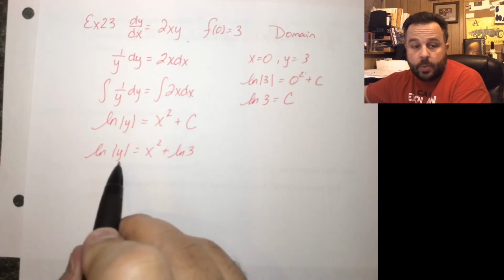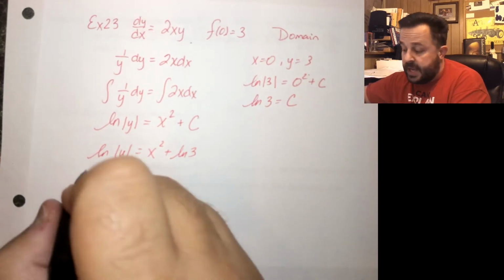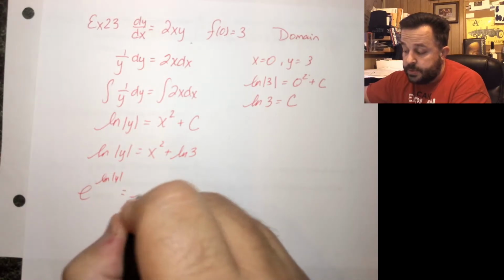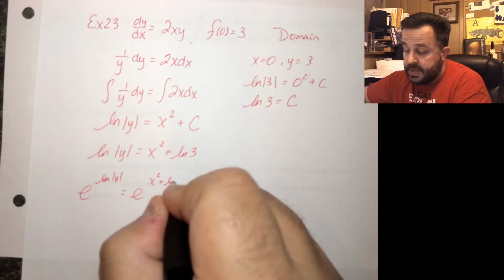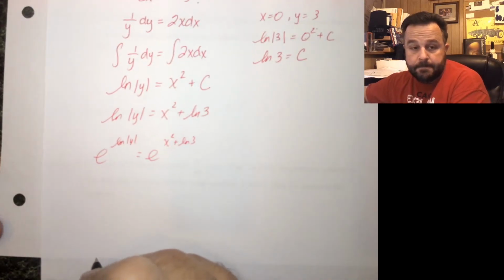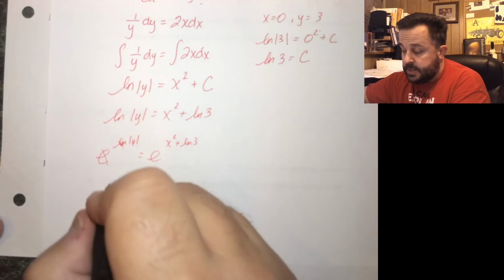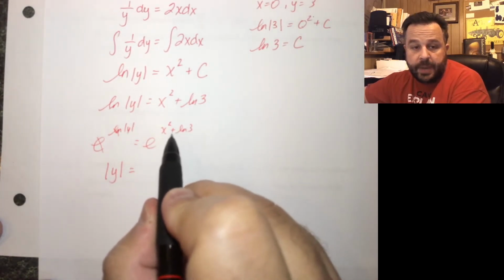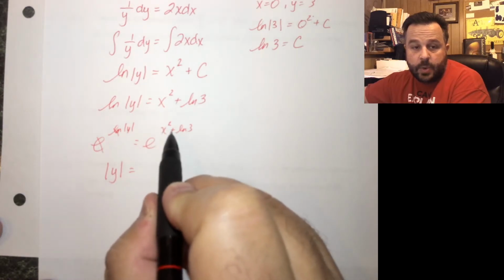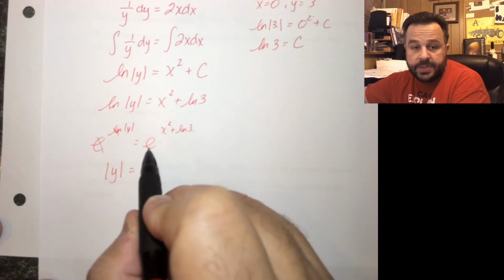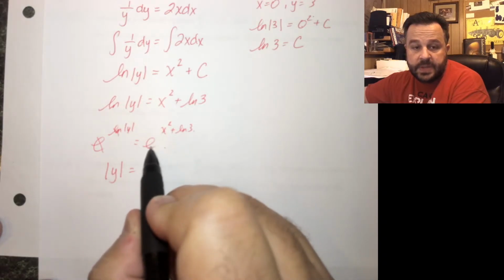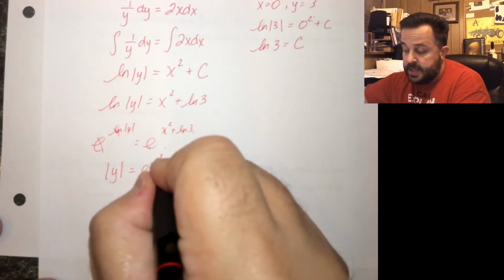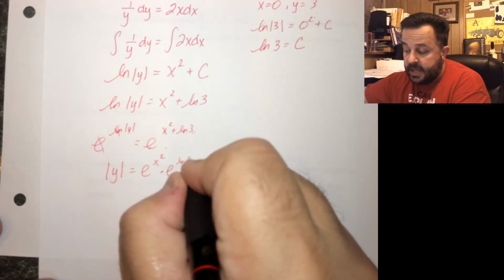Now to solve this for y, we need to go ahead and exponentiate both sides. So therefore I'm going to write it as e^(ln|y|) is equal to e^(x squared plus ln 3). On the left side, the e and the ln cancel, and I get just the absolute value of y. On the right-hand side, we're going to do what we did on the other page, which is if it's e^(x squared plus ln 3), then I can do it as e^(x squared) times e^(ln 3). So let me go ahead and write that. It's e^(x squared) times e^(ln 3).